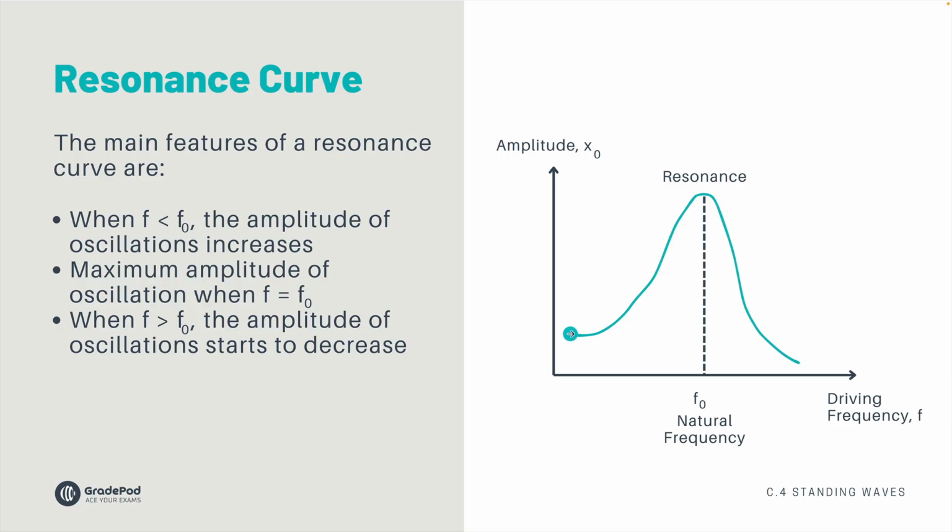This curve shows how the amplitude of oscillation changes as you change the frequency of the driving system. You can see that when the driving frequency is less than the natural frequency, then the amplitude of oscillations increases towards that natural frequency. When the driving frequency is equal to the natural frequency, then we have maximum amplitude of oscillation. As soon as we increase the driving frequency, you can see the amplitude rapidly drops off.